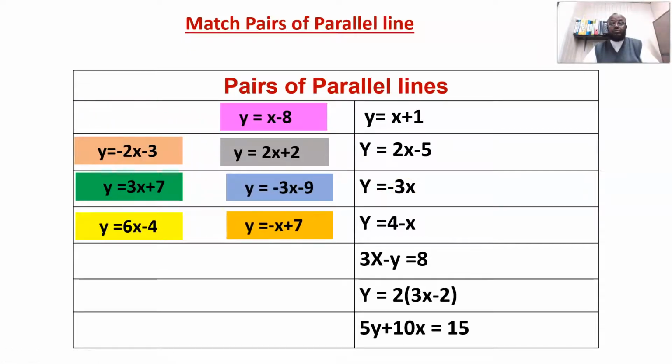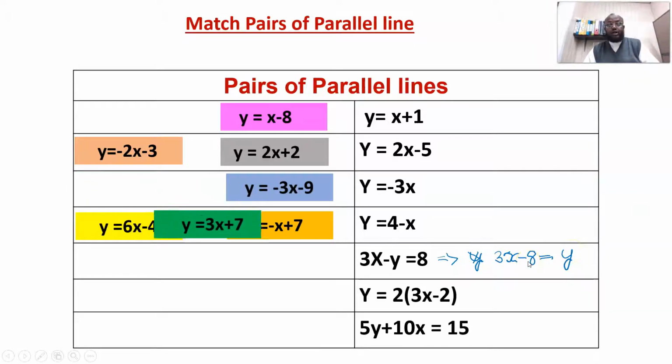Those two are parallel for the same reason, because the gradient of this one is minus 1 and the gradient of this one is minus 1. Now to be able to find the gradient of this one, we need to rearrange this equation a little bit. Let's take y to the other side. Keep 3x here, minus 8, and y there. So that's where you end up: y equals 3x minus 8. And that has got 3x, and it has a gradient of 3.